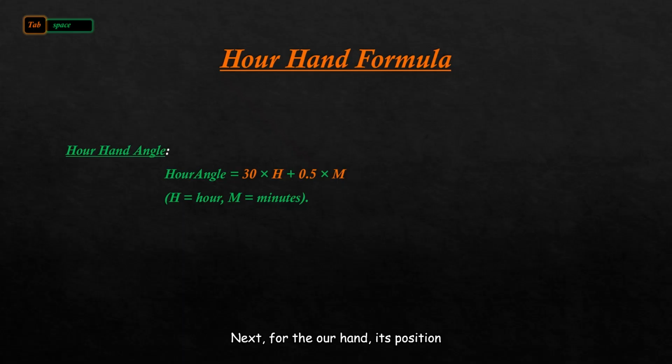Next, for the hour hand, its position depends on both the hour and the minutes. The formula is hour angle equals 30 times h plus 0.5 times m. This reflects the fact that the hour hand moves gradually as the minutes increase.